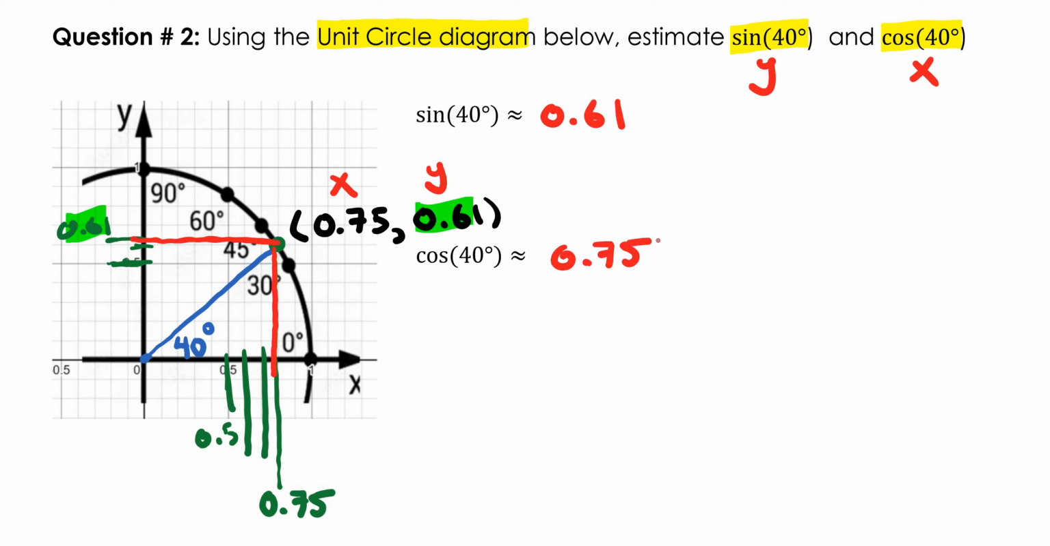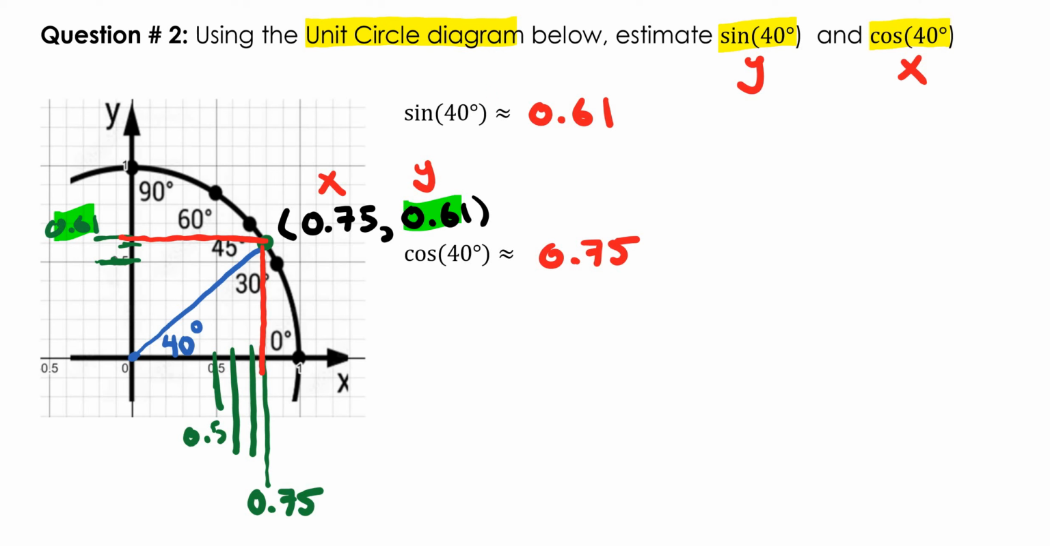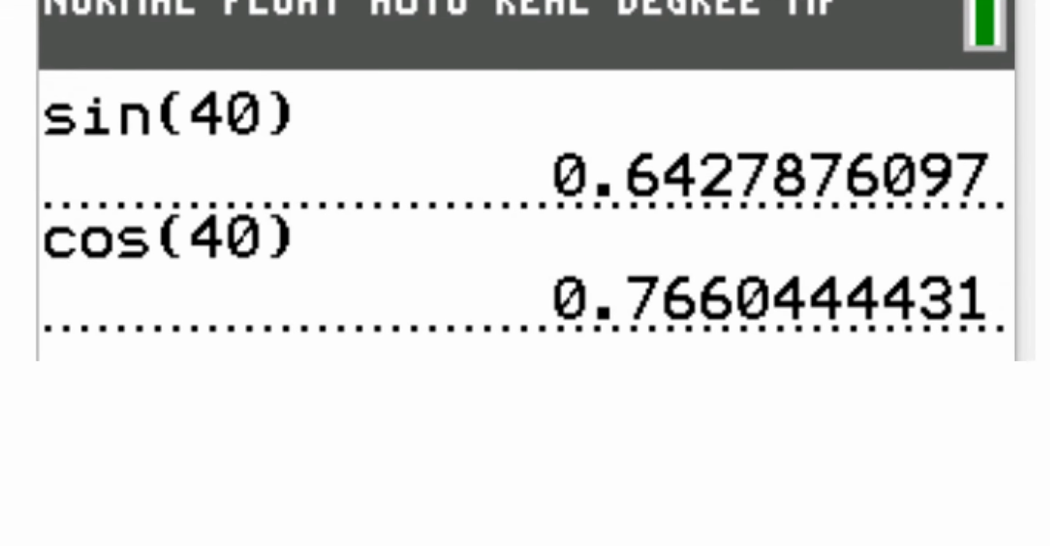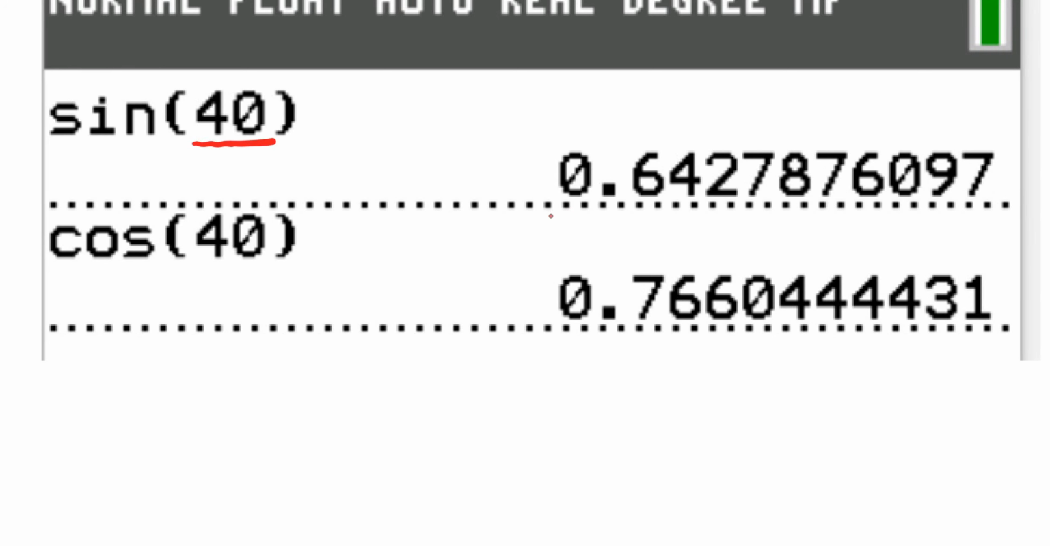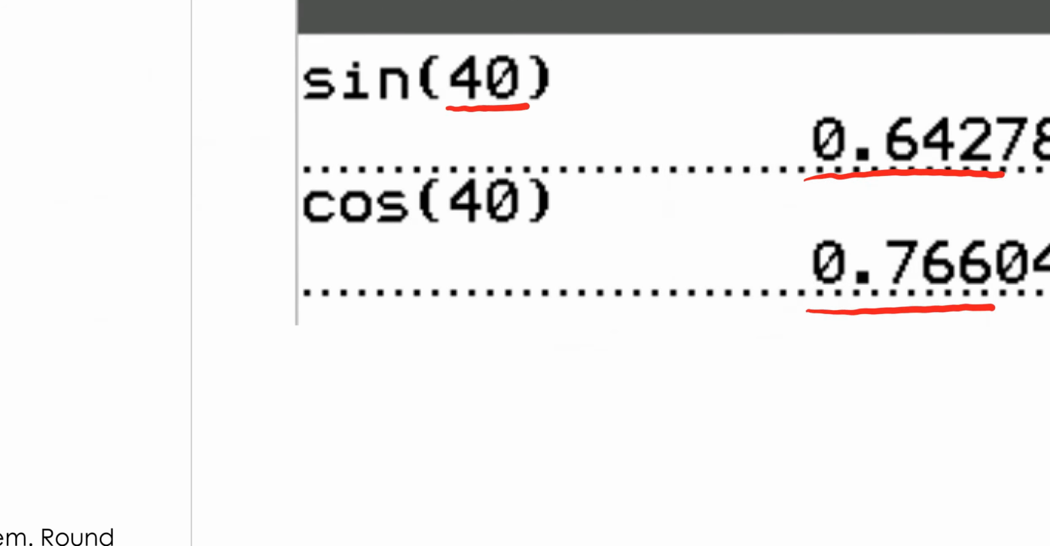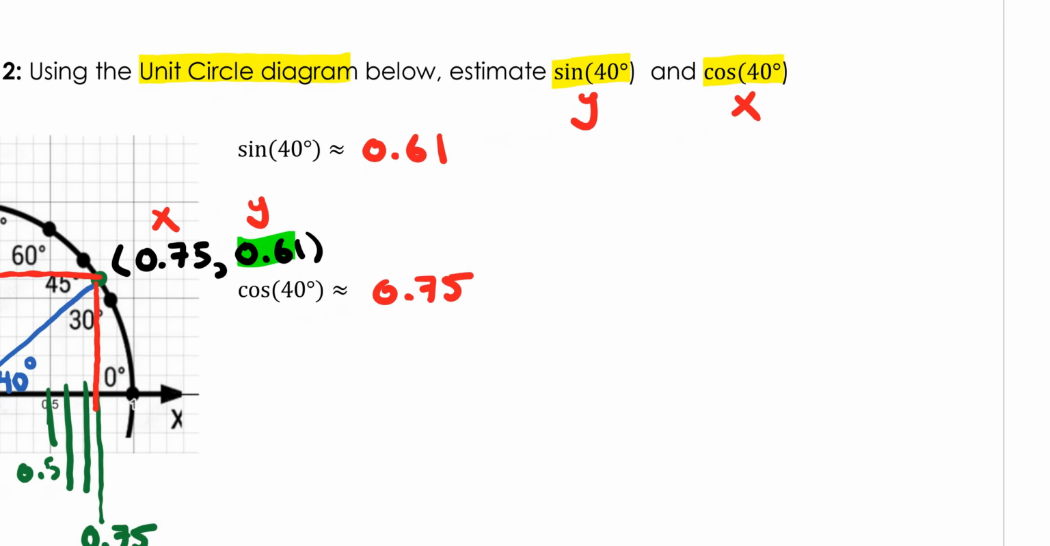Now these are estimates, right? So if you want to find the exact answers, you would go to a calculator, and this is what I have on the calculator here. So sine 40 is 0.6427, and cos 40 is 0.766. So my answers were a bit off, but this is also a very close estimate to the real answers there. So there you go. That's how you do question 2A, and let's move on to question 2B now.